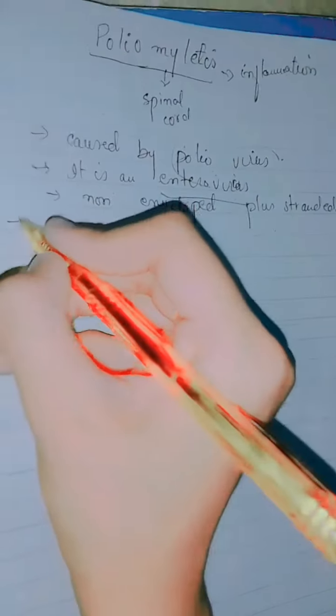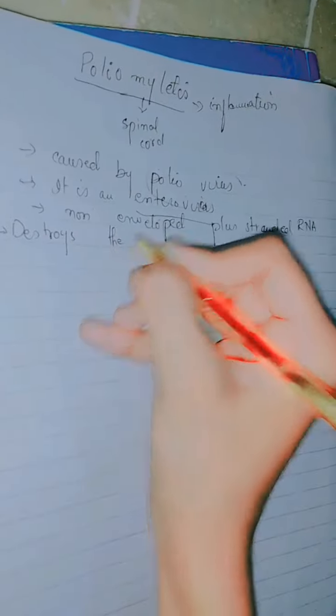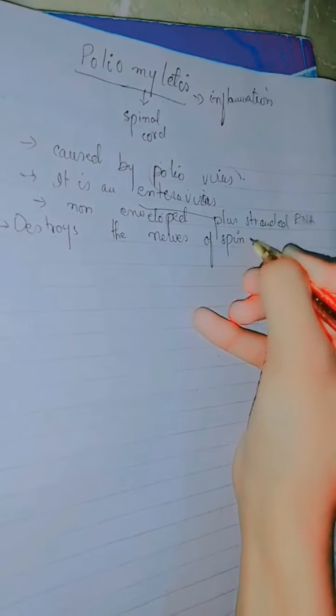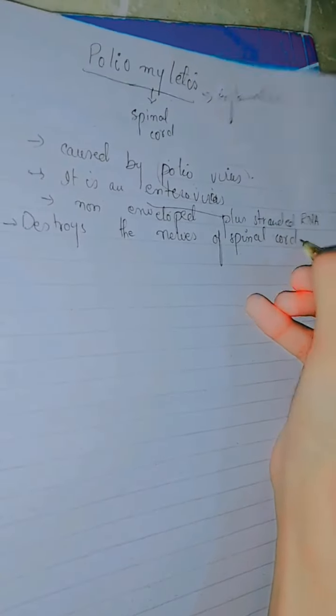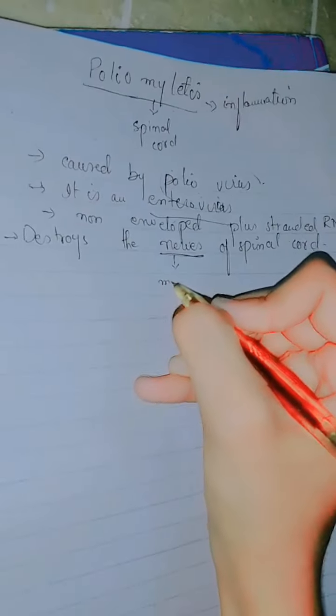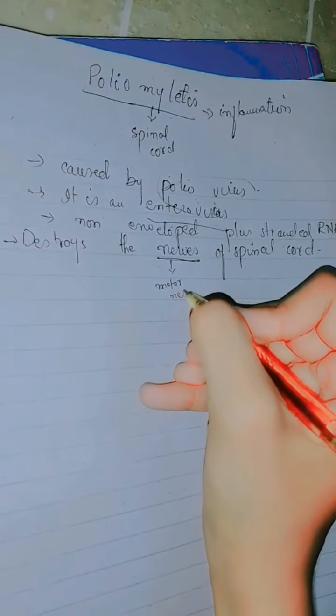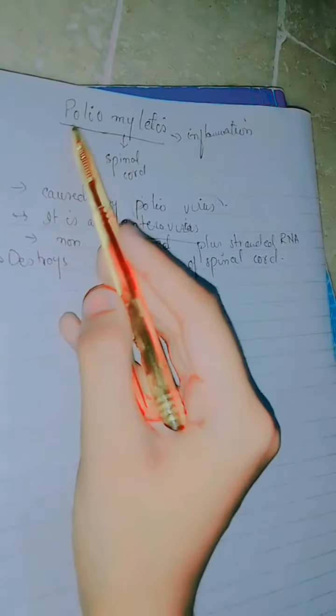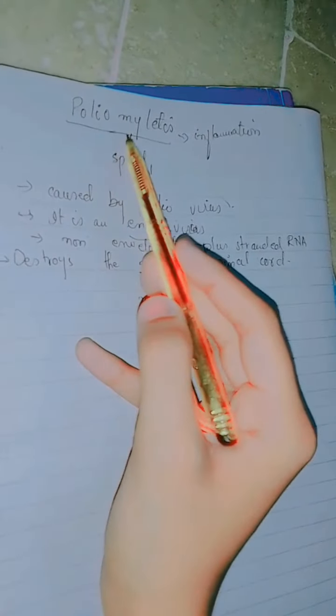Basically it destroys the nerves of the spinal cord. In the spinal cord, motor nerves are present, so it basically destroys the motor nerves. So polio is a disease in which the virus will destroy the nerves of the spinal cord.